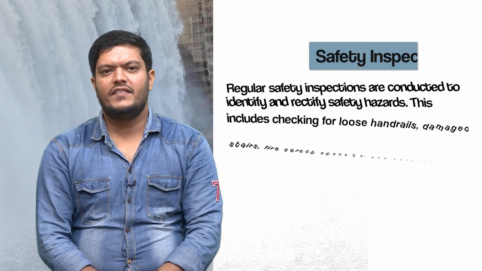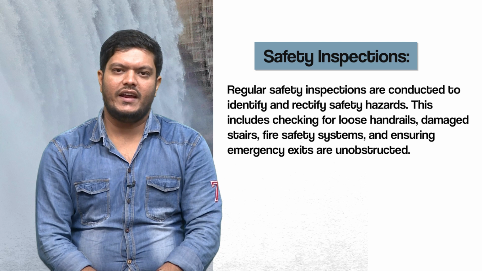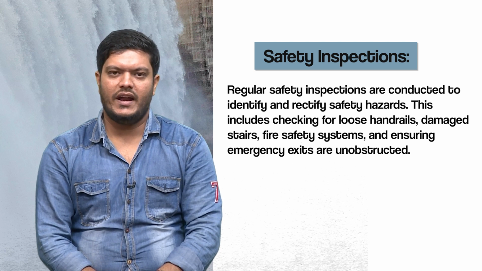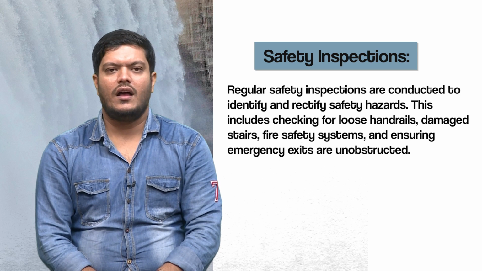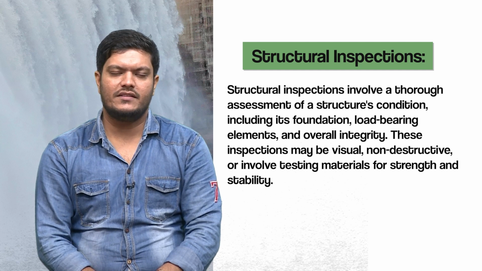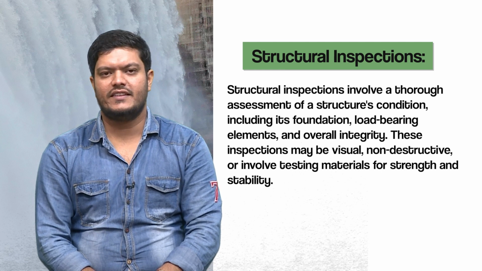strain. Safety inspections. Regular safety inspections are conducted to identify and rectify safety hazards. This includes checking for loose handrails, damaged stairs, fire safety systems and ensuring emergency exits are unobstructed. Structural inspections. Structural inspections involve a thorough assessment of a structure's condition including its foundation, load bearing elements and overall integrity. These inspections may be visual, non-destructive or involve testing materials for strength and stability.